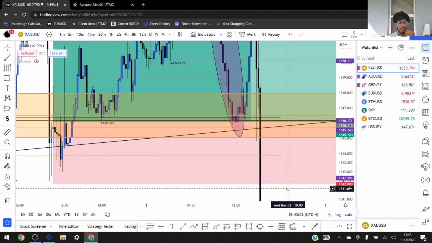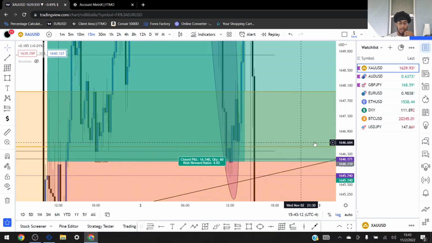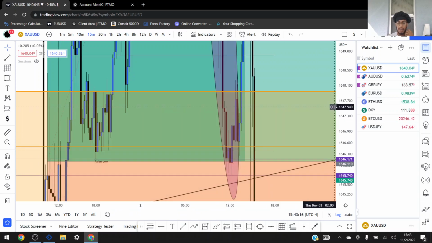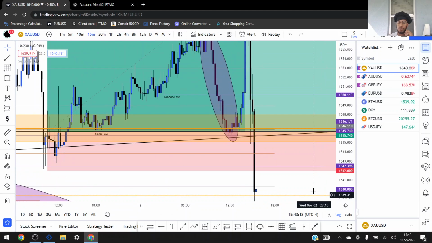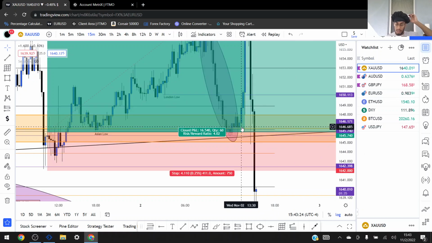So, as I predicted, it did go to Asian low. It did find rejection. And once this bullish candle right here printed, I'm not sure if you can see it, I was pretty more confident. And then there was news. I think there was fund rates at 2 o'clock, which absolutely just pushed this trade all the way up, as you can see on the candle, the 2 o'clock candle.